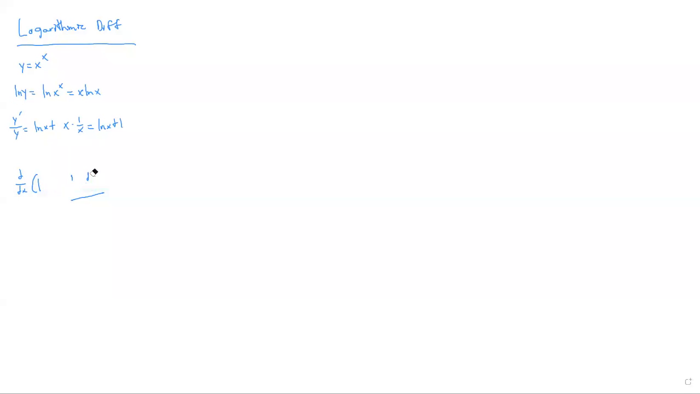Well, yeah, let's just erase this part. So then, yeah, y prime over y is equal to ln x plus 1, so y prime is equal to y times that, which is x to the x times ln x plus 1. Yeah, that's the answer right here.